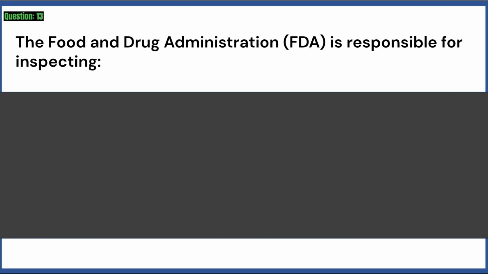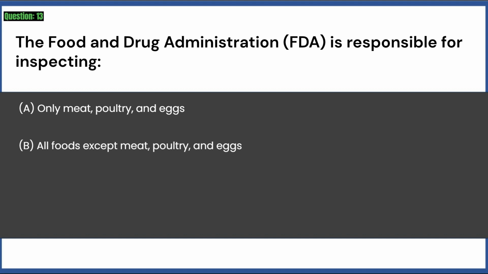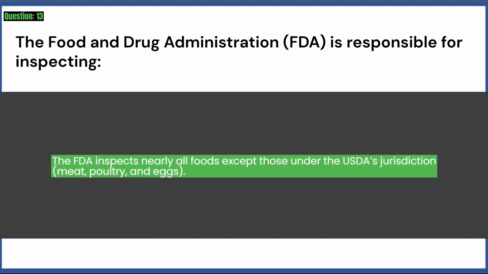The Food and Drug Administration, FDA, is responsible for inspecting: A. Only meat, poultry, and eggs. B. All foods except meat, poultry, and eggs. C. Only packaged foods. D. Only restaurant food. Answer: B. The FDA inspects nearly all foods except those under the USDA's jurisdiction: meat, poultry, and eggs.